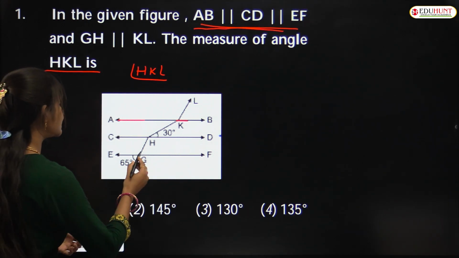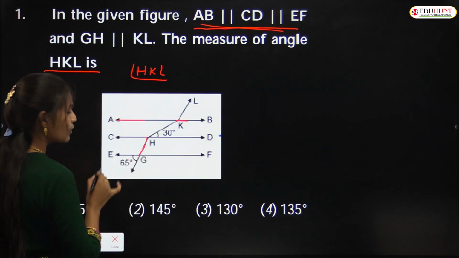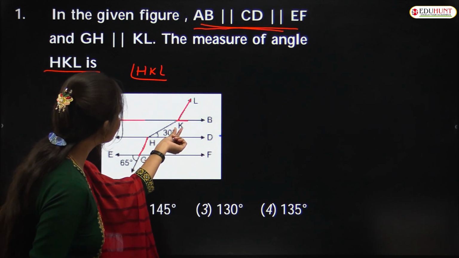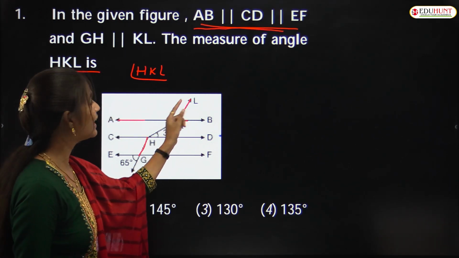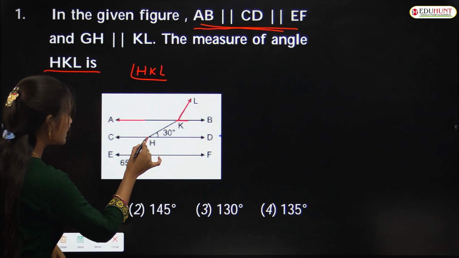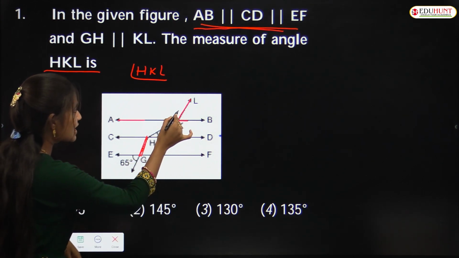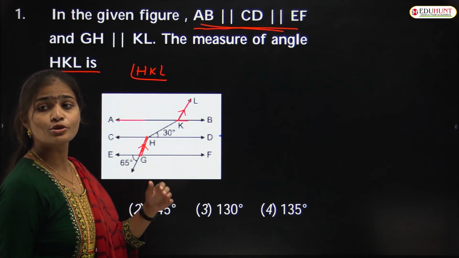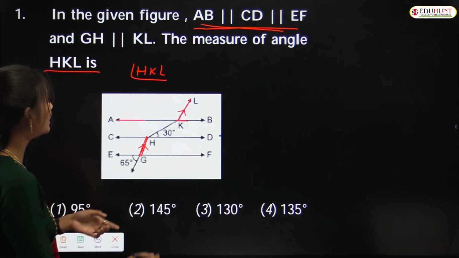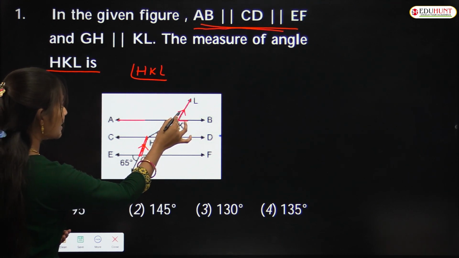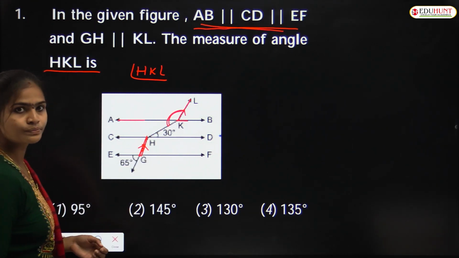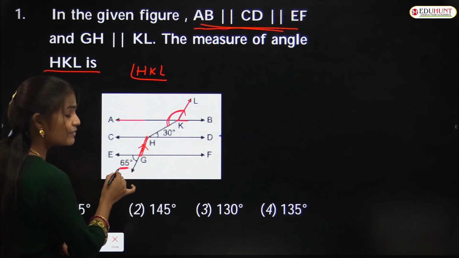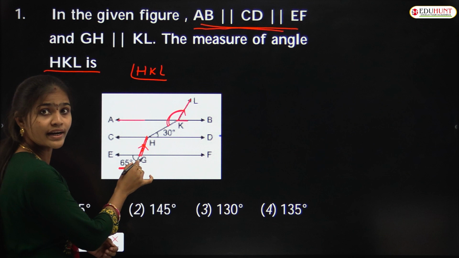So where is GH? Here it is, GH. GH is parallel to KL. Here the points are K, L, H and Z. So these two lines are also parallel. These are the given conditions. By using these conditions, we need to find this angle HKL. Here an angle is given, 65 degrees at the point Z.